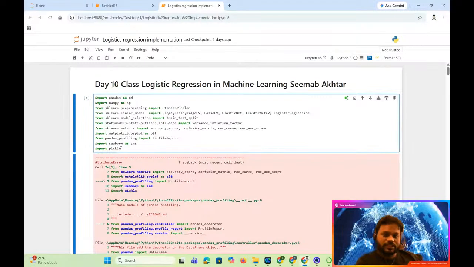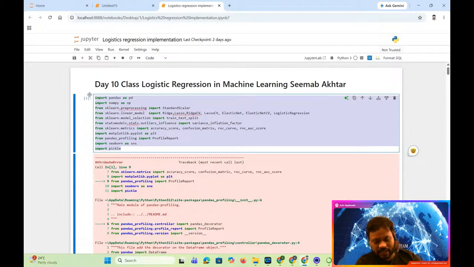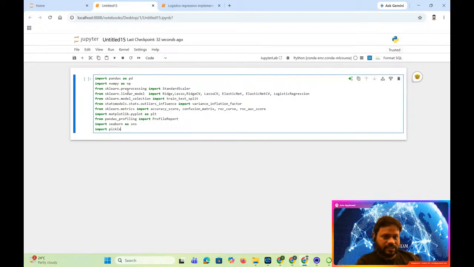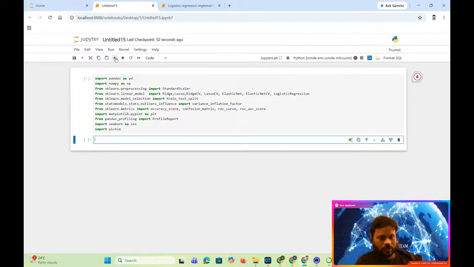First, you have to copy these libraries and import them: pandas, numpy, scikit-learn, and so on. These are the machine learning libraries, and you have to import train test split, pickle, and this type of library. What is the work of each? Try to go to Google and search it. It's your homework. Now this is a sign that the code is running, so just wait. When this runs, then we will proceed.